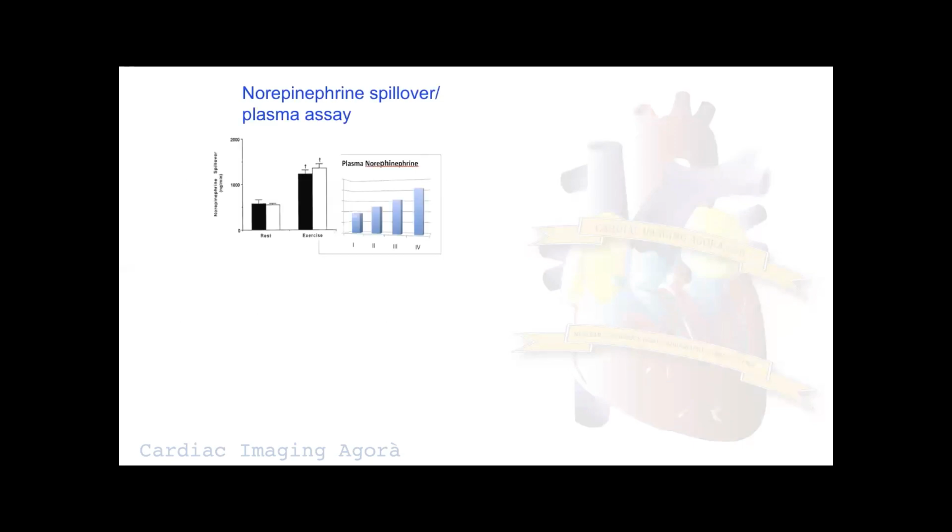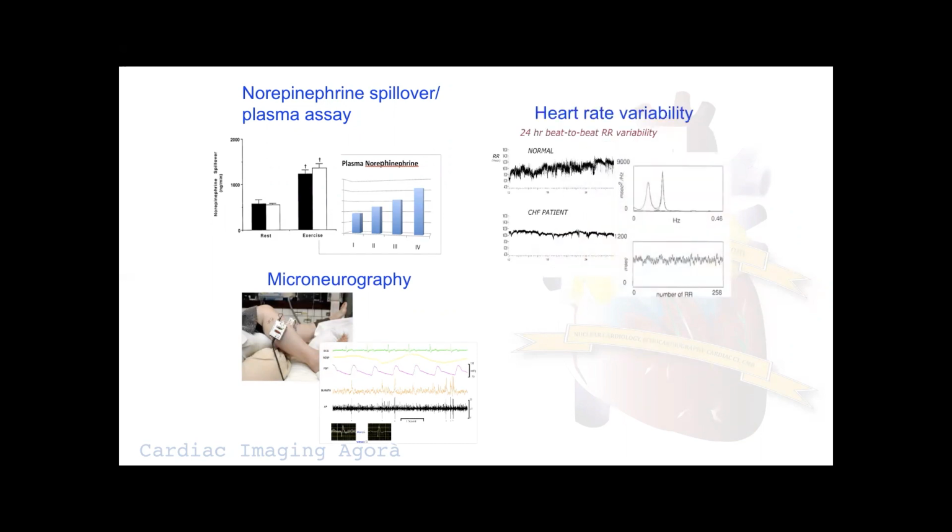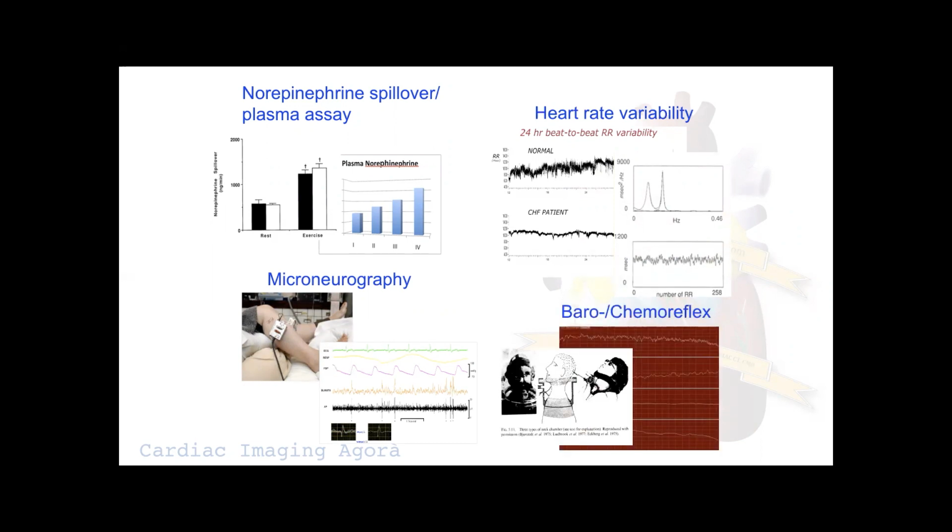If we speak as normal clinical cardiologists, we know that we can detect the norepinephrine spillover, for example, with the plasma assay, or with microneurography, or with a Holter EKG evaluating the heart rate variability, or at the end with the barochemoreflex stimulation. In all these cases, we have an indirect evaluation of the status of the neuronal innervation of the heart, normal or abnormal. All these things are indirect evaluation.